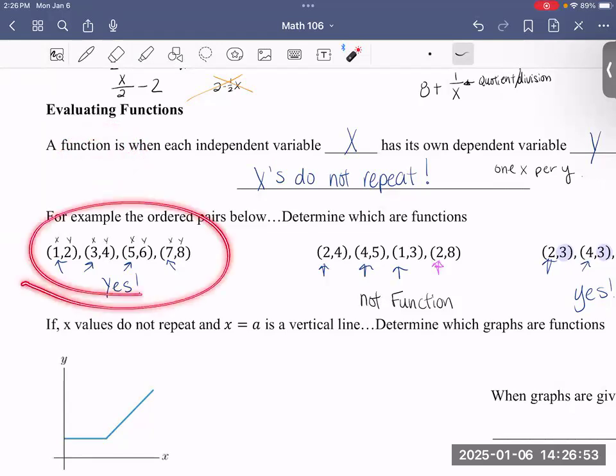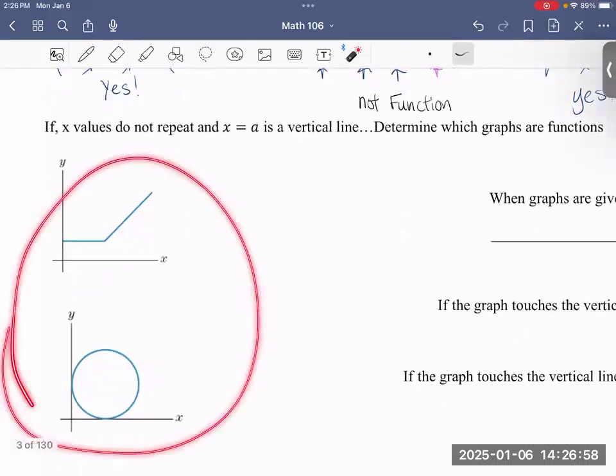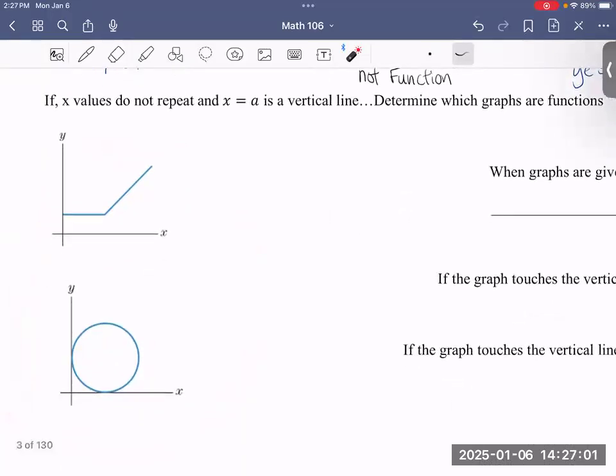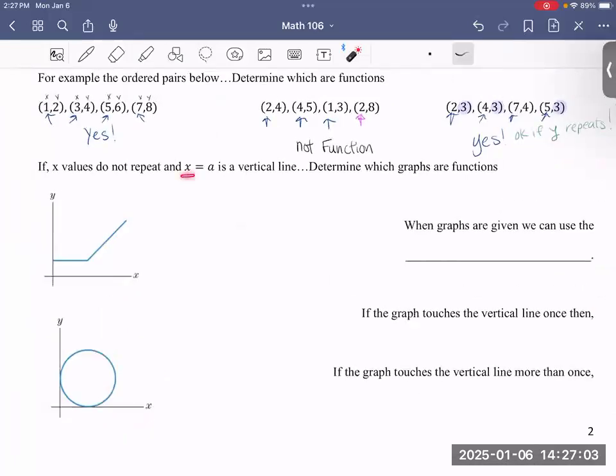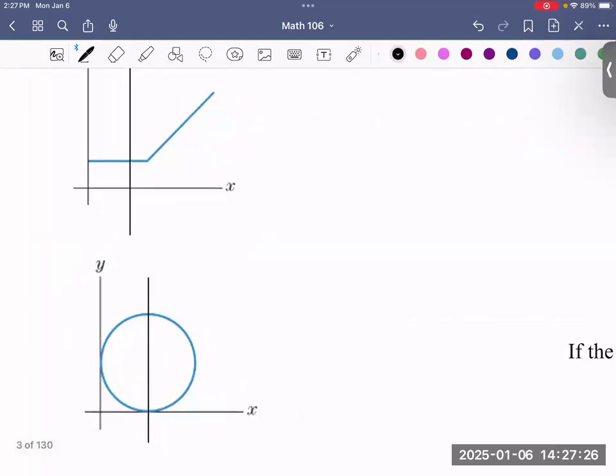Now, if this is an idea just given to us as a coordinate, let's try it again here, right? It says if x values do not repeat, and x is equal to a, just signifying it's going to be a value, a number, is a vertical line. Determine which graphs are functions. So if we know that your x values cannot repeat, a quick test is to do a vertical line test. If I draw a vertical line through these 2 graphs in blue, which one would you say is the function and which one is not?